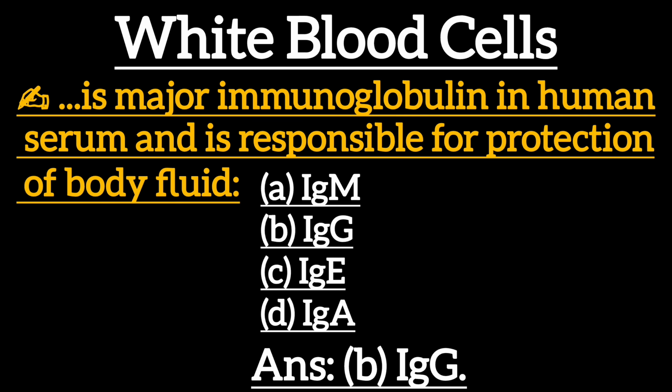Next one is which one is the major immunoglobulin in human serum and is responsible for protection of body fluid. Option A immunoglobulin M, option B immunoglobulin G, option C immunoglobulin E, option D immunoglobulin A. Correct answer is option B immunoglobulin G.